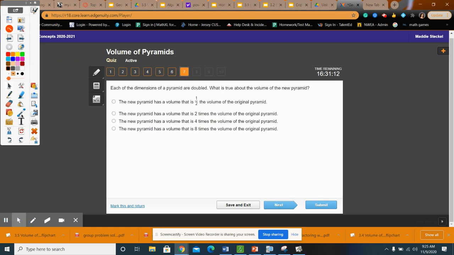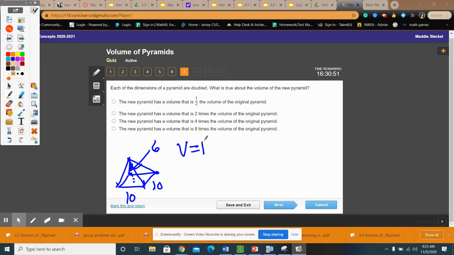Okay, number 7. Each of the dimensions are doubled. So what is true about the new one? So again, let's do that one I just used. We'll do the 10, 10, 6 again. For the 10, 10, 6, volume was big B times H divided by 3. That's 100 times 6 divided by 3. And remember, that was 200.